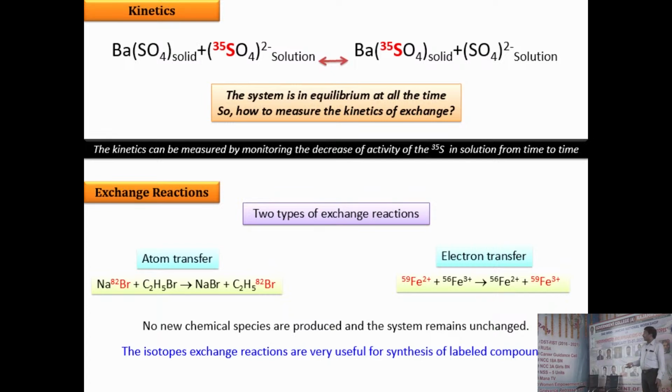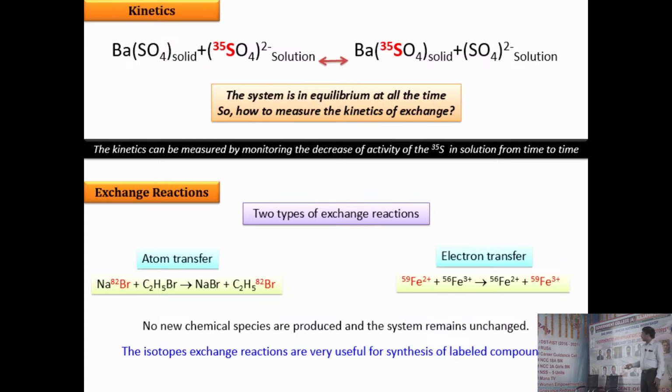In the same way, if you take sodium bromide and ethyl bromide, it will form NaBr and C2H5Br. This continuous exchange is happening here. Because both are chemically the same, if you go for any chemical method, we can't see how the exchange is happening. But if you use radiotracers, we can see how it is getting transferred, the kinetics of these transfer rates and other things.